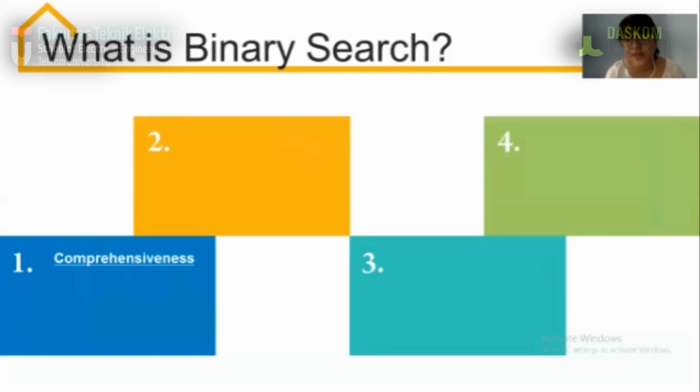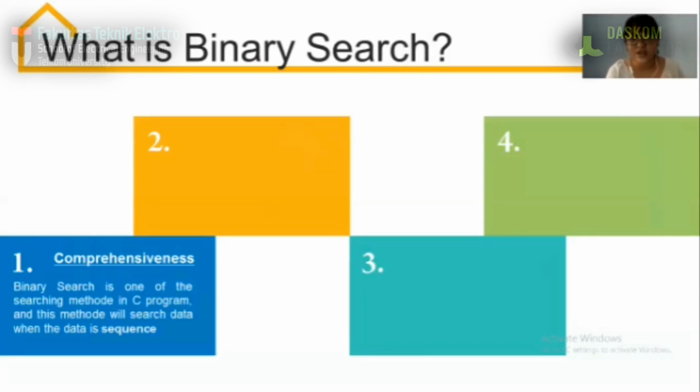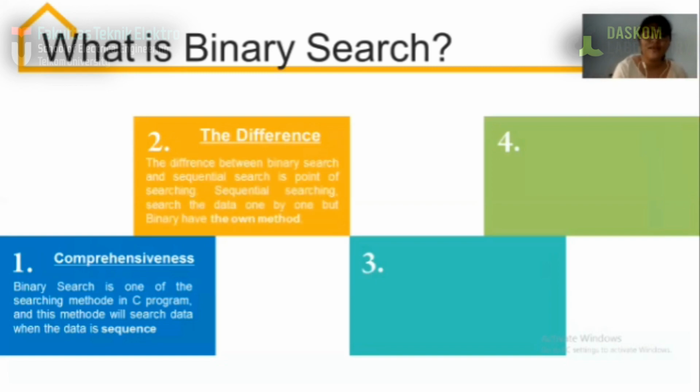Binary search is one of the searching methods in C program, and this method will search data when the data is sequenced. And then, what is the difference between binary search and sequential search? The difference between these two methods of searching is the way of searching. Sequential search searches the data one by one, but binary search has its own method.